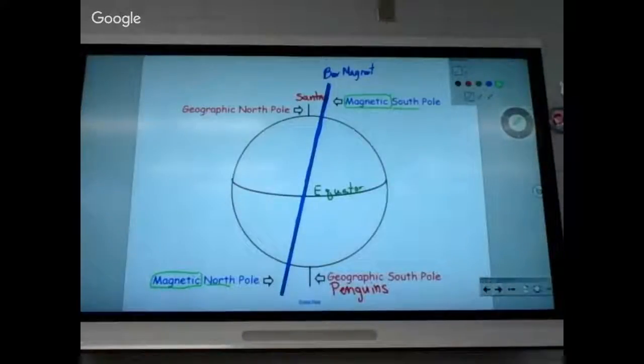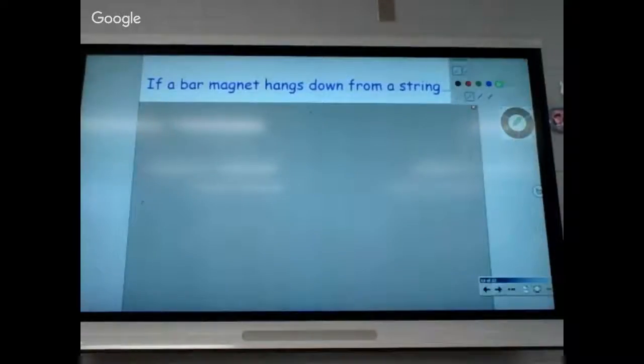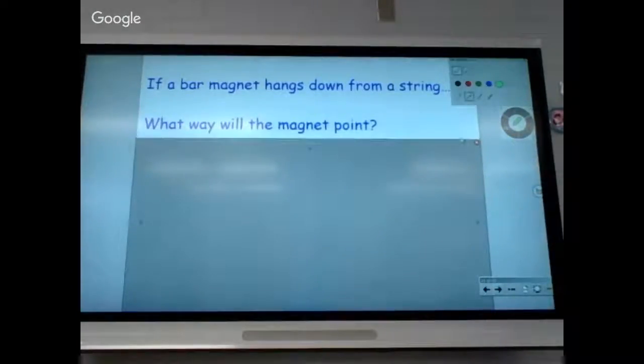I called them the magnetic poles, referencing the bar magnet that runs through the Earth, in hopes that we wouldn't confuse them. Are you with me on that? Does everybody have the picture? If a bar magnet hangs down from a string, let's say we take one of those bar magnets y'all have been using for 2 days, I tie it to a string, and I let it hang. When it stops spinning, what way will the magnet point? Any ideas?